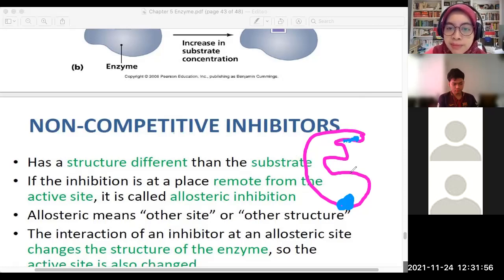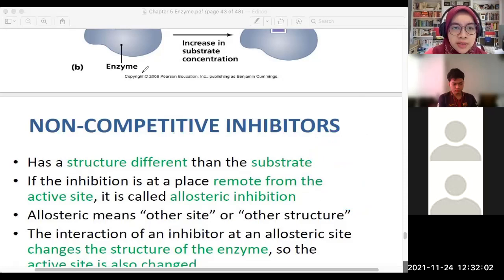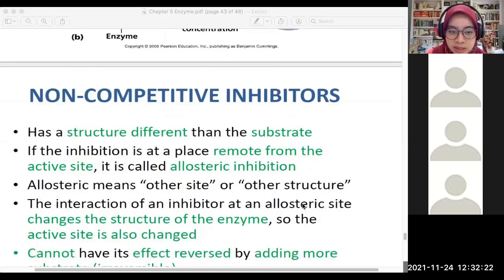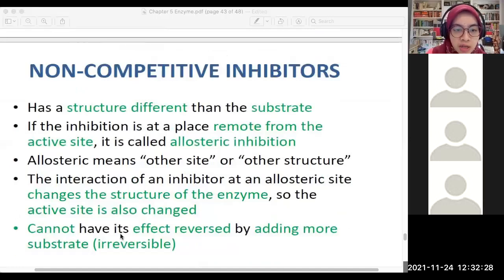Remember, enzymes are proteins, okay? If the inhibition is at a place remote from the active site, it is called allosteric inhibition. So non-competitive inhibition includes allosteric inhibition, at parts other than the active site. The interaction of an inhibitor at an allosteric site changes the structure of the enzyme, so the active site is also changed, and the effect cannot be reversed by adding more substrate. Because the active site is already changed, there is no point in adding more substrate.